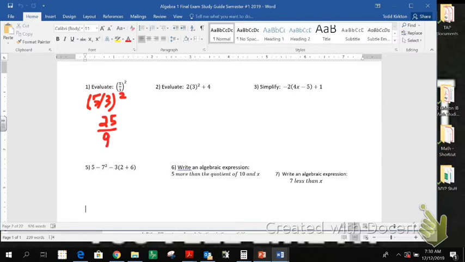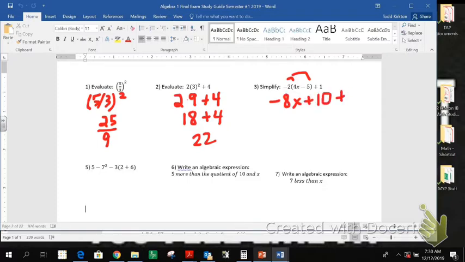Second one, do the exponent first. So I have 2 times 9 plus 4. Now multiplication comes first. That's 18 plus 4, which is 22. The third one, whenever you see parentheses, draw your lines, distribute negative 8x plus 10 plus 1. Combine like terms, negative 8x plus 11. That's an expression, so we're not doing anything further.